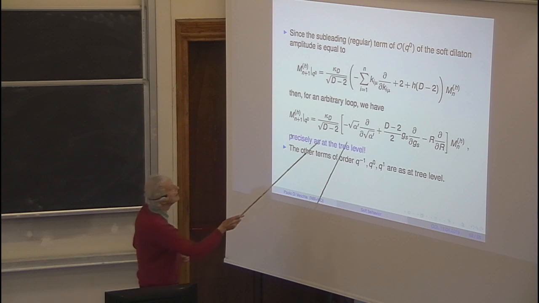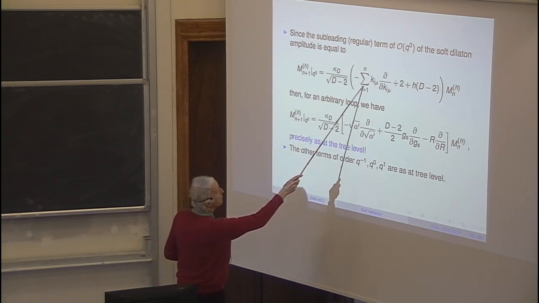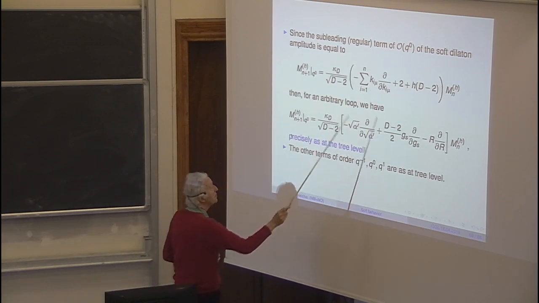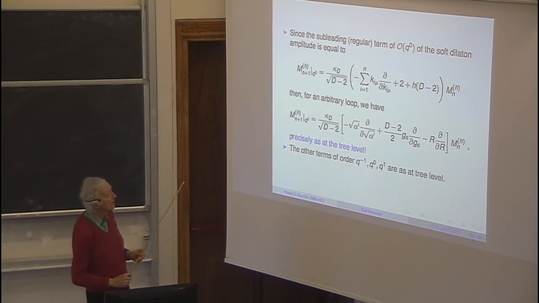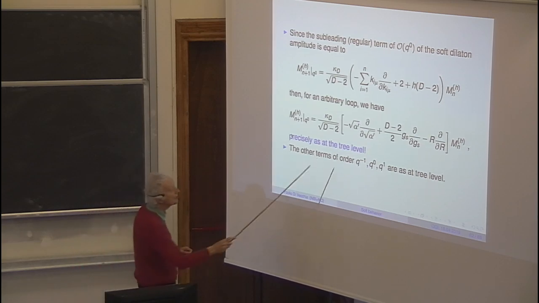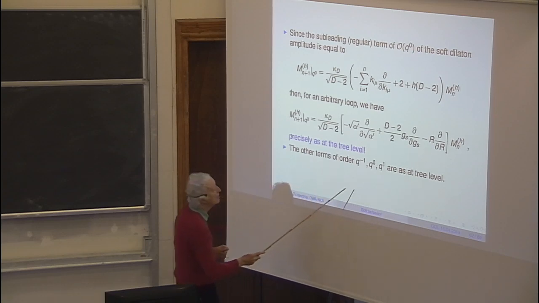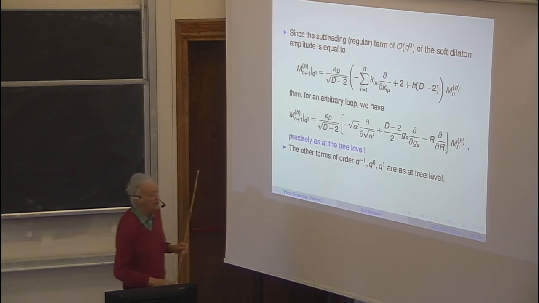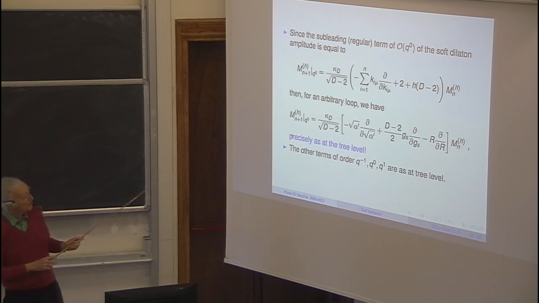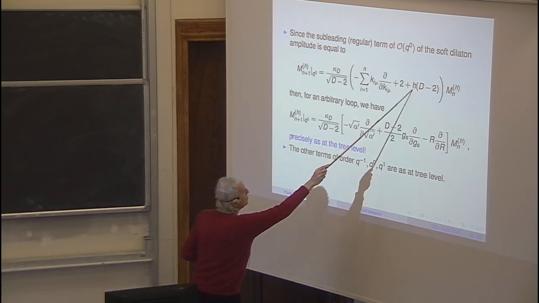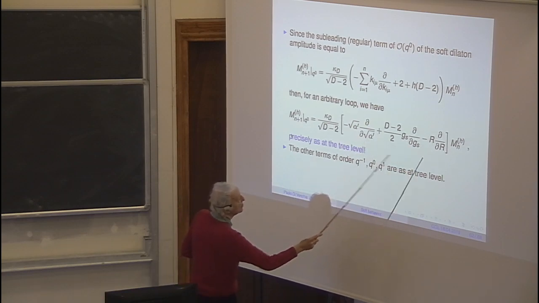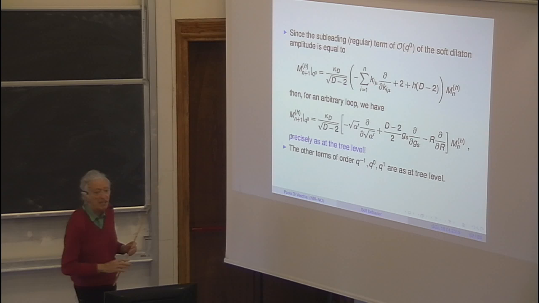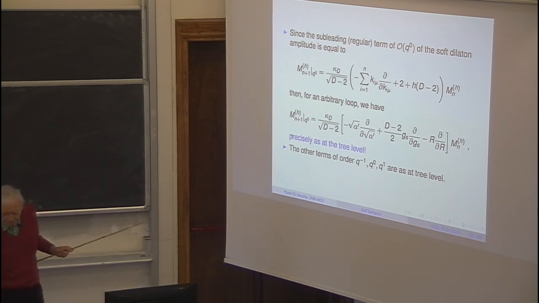Then you get, so this is the soft behavior. If you use this equation in the previous equation, you arrive at this equation, which is precisely as in the case of the tree level. And so this is the term of order q to the 0, and all the other terms are as in the tree level. So essentially, this extra term here seems to be important to get a behavior which is the same at each loop level.